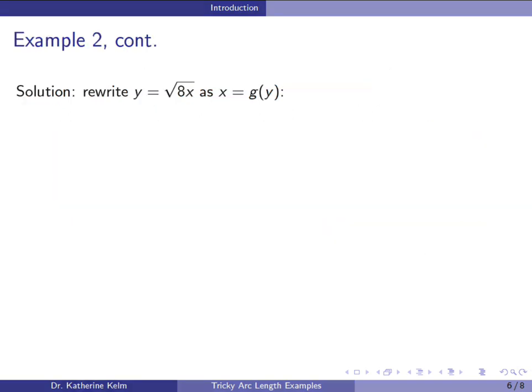So here's our solution. Let's rewrite the equation y equals the square root of 8x as a function of y, where y is the independent variable and x is the dependent variable.